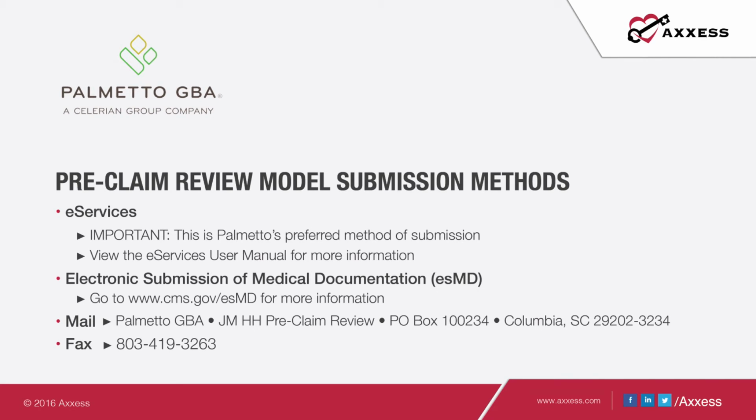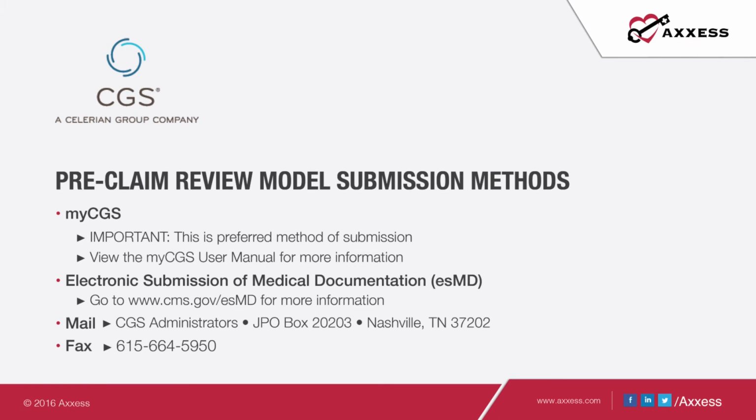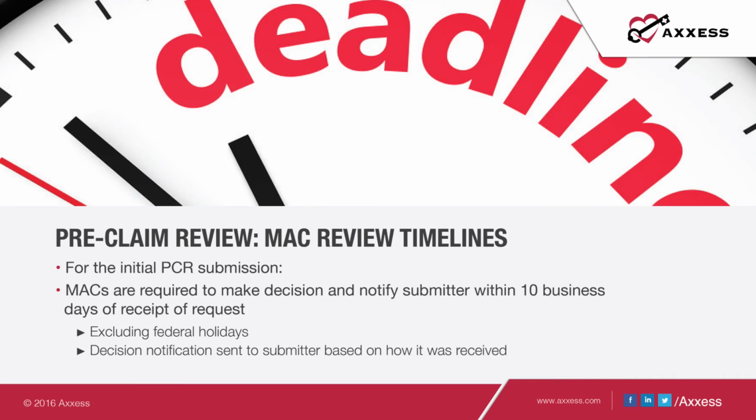Now, the other types, you have ESMD. You would need to go to CMS's website and look at ESMD for more information. You can also mail the PreClaim review request in, and here's the address for Palmetto GBA on the screen, or you can fax the request in as well. The same 4 ways apply for CGS. The only difference is that the CGS portal is called My CGS, and we will get more information from CGS as the model proceeds to see if they choose to do anything differently than Palmetto will be doing.